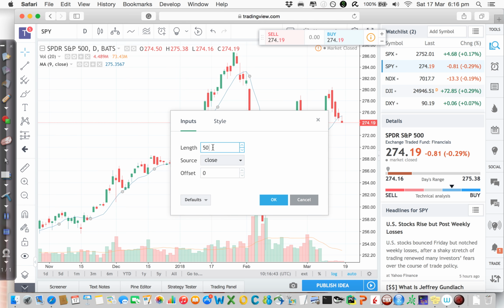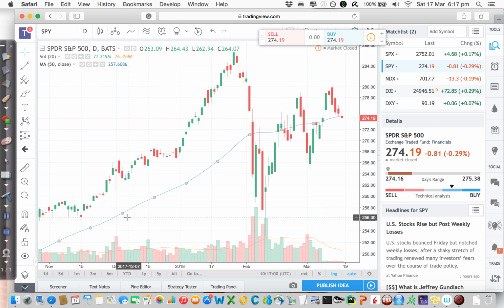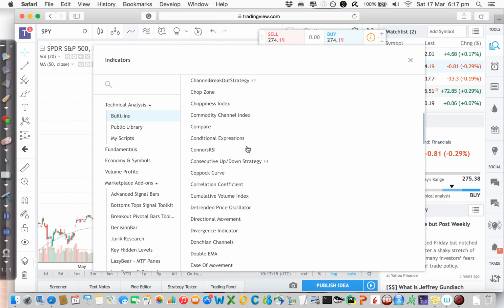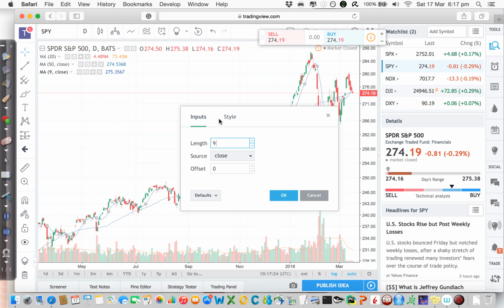For example, let's put 50. Also, the source by default is the closing price, the price that we use to compute the average, but it can also be open or high, whatever. But usually close price is the default, so we use close price. Now this blue line is the 50 days moving average. And let me also add again the 9 days. Just want to show you something. So let's put this in green.